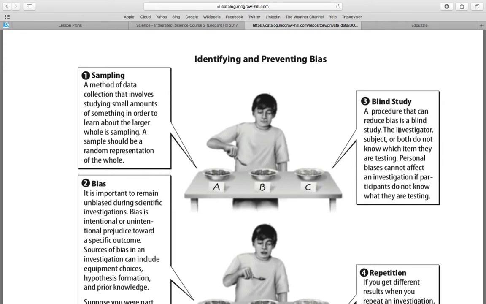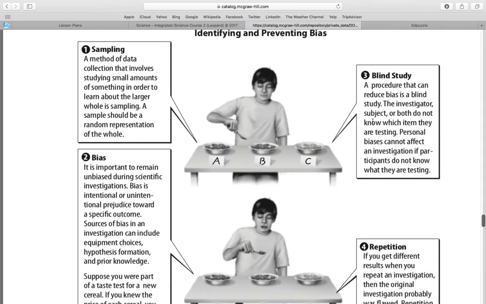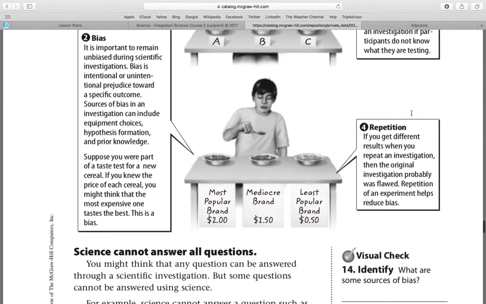A blind study, it says, is a procedure that can reduce bias. The investigator, subject, or both do not know which item they are testing. So you have no prior knowledge of what you were actually looking at, okay? Personal bias cannot affect an investigation if participants do not know what they are testing. So that prevents you from being biased if you don't know anything and you're going into it in a blind study, okay? No prior knowledge.